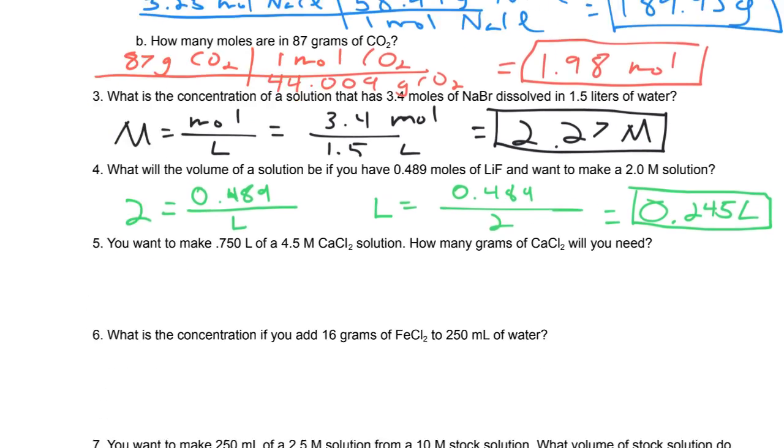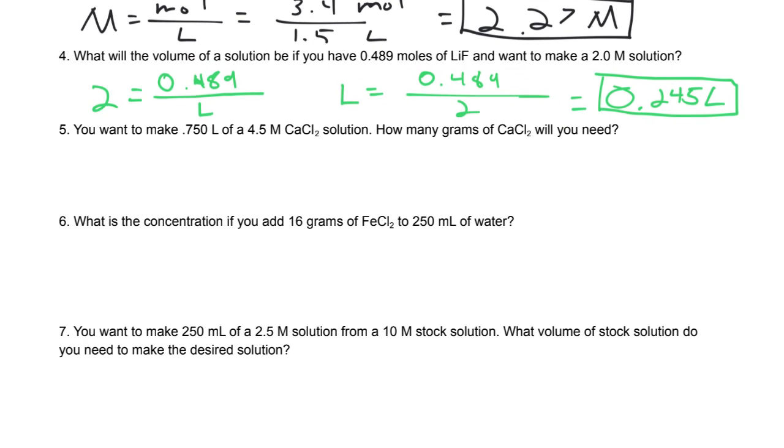All right, on to the next one. So now I know the liters and the molarity. I just got to figure out how many grams, but to do that, I have to figure out how many moles first. So molarity, 4.5 equals moles divided by liters, 0.75. Multiply both sides by 0.75, and I get 4.5 times 0.75 is 3.375 moles. But how many grams?